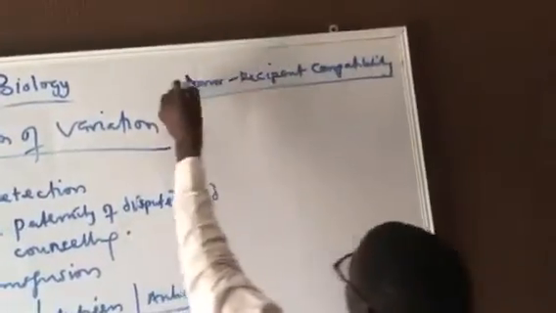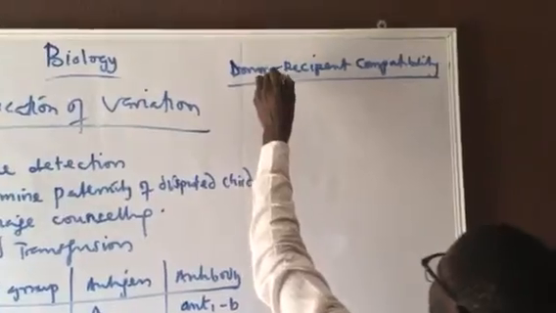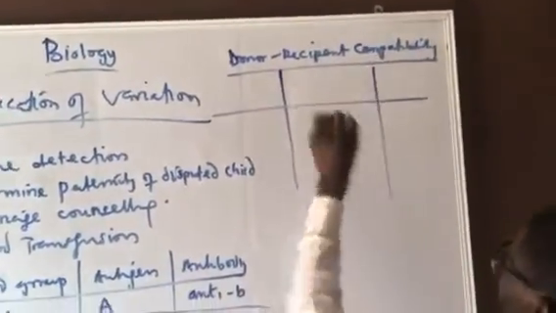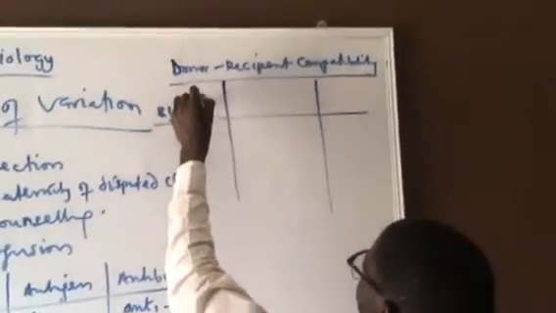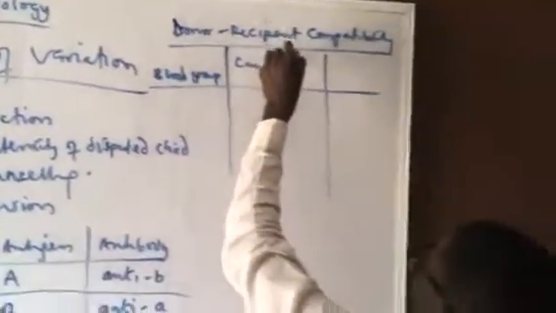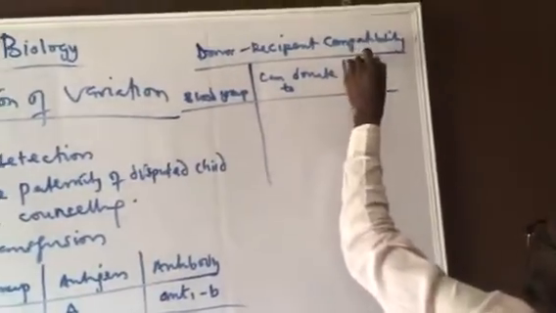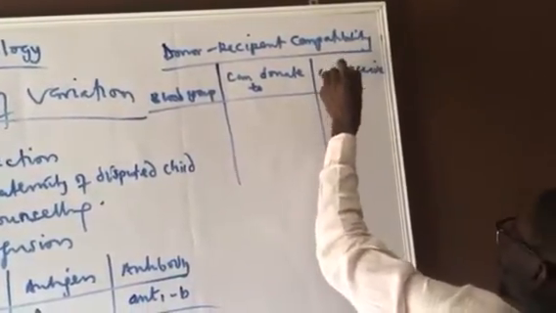So during blood transfusion, the compatibility of the donor and the recipient must be put into consideration. So let's say this is our blood group. We can donate to, can receive from.